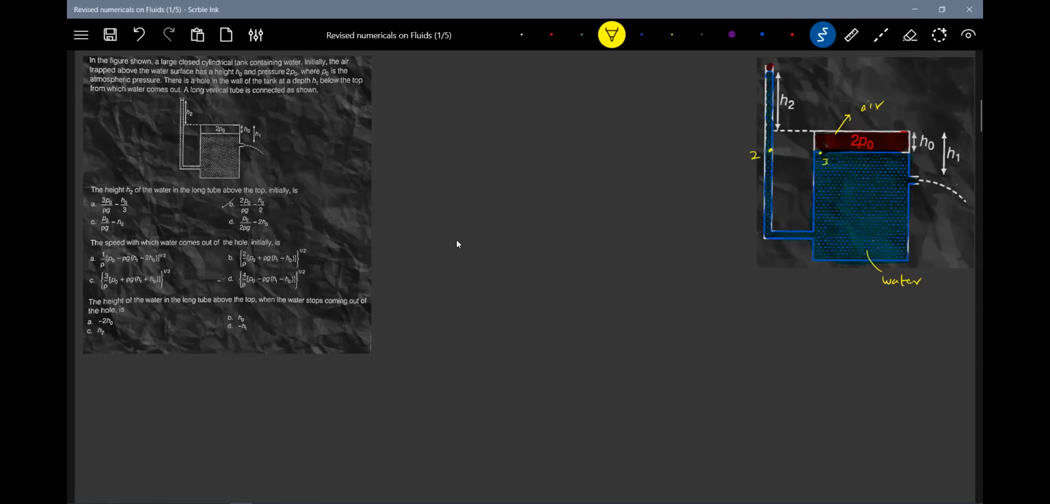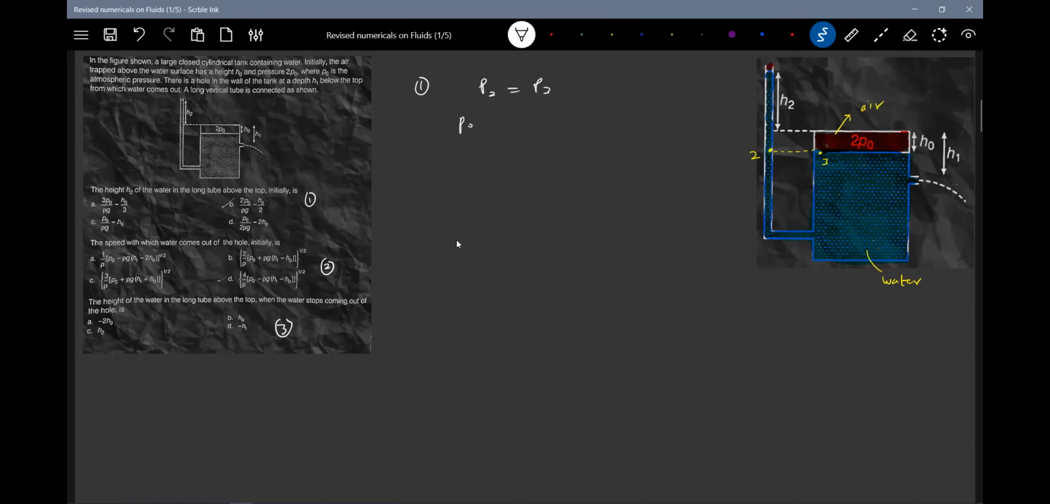So what is the gauge pressure of the air? It should be equal to 2 P naught. And the pressure at 2 and 3 should be equal, no? Because they lie on the same horizontal line. Let's write the equation. Pressure at 2 equal to pressure at 3. For 1, we'll discuss here. Pressure at 2 equal to pressure at 3.